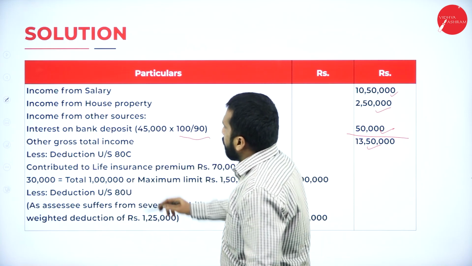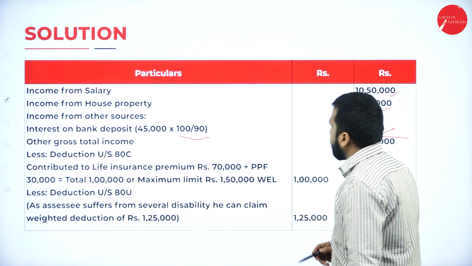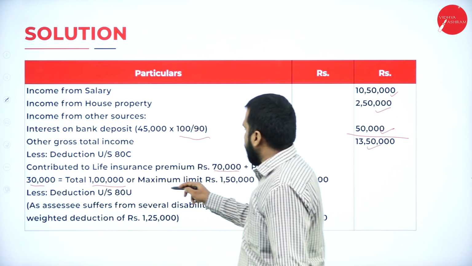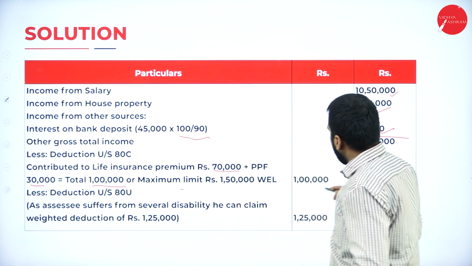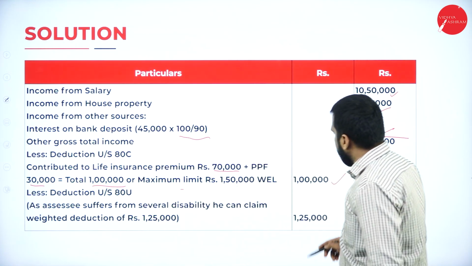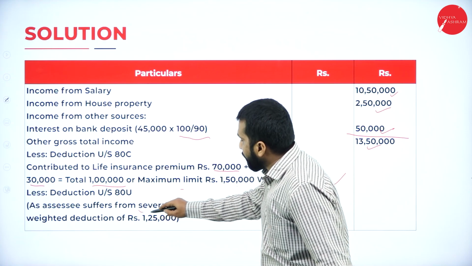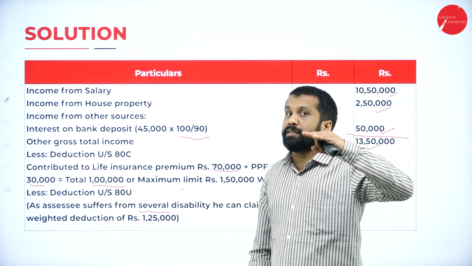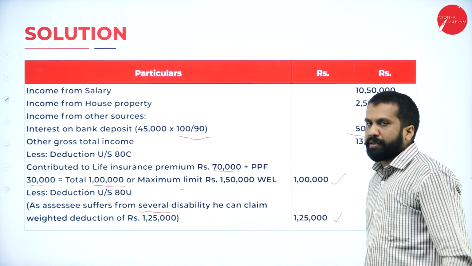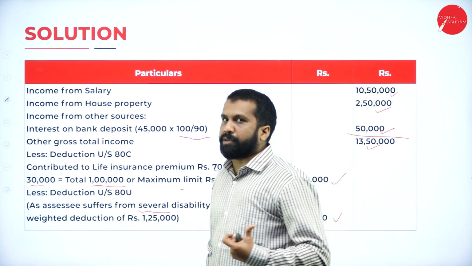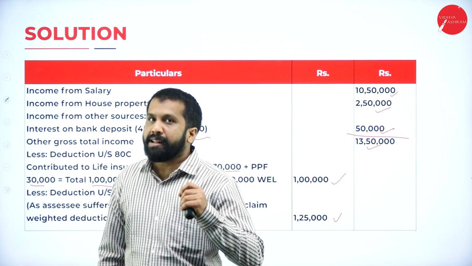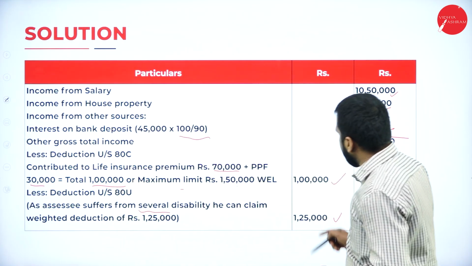Now let's do the deduction under 80C. What is 80C? We have 70,000 and PPF is 30,000. Total is 1 lakh. Our maximum is 1.5 lakh. Whichever is less, 1 lakh. Done. 80U, disability up to 75,000. But here they have given severe disability, so not 75,000, it will go for 1 lakh 25,000. If it is a normal disability, then we go for 75,000. If it is a severe disability, we go for 1 lakh 25,000. Clear? Yes, this is done.